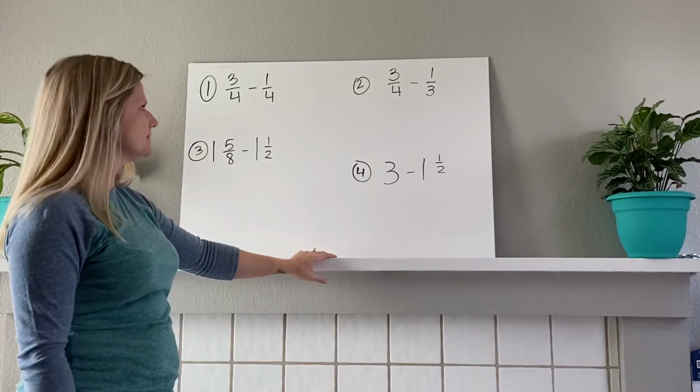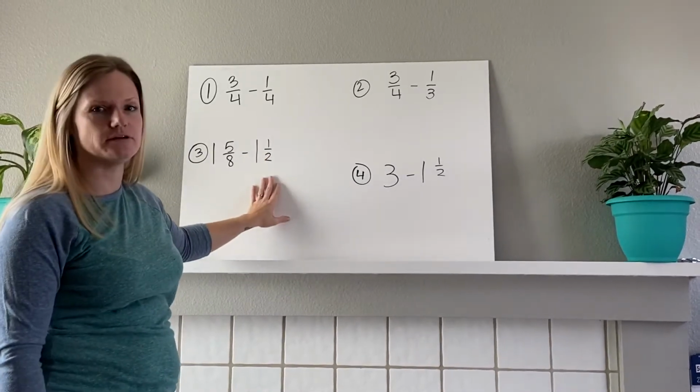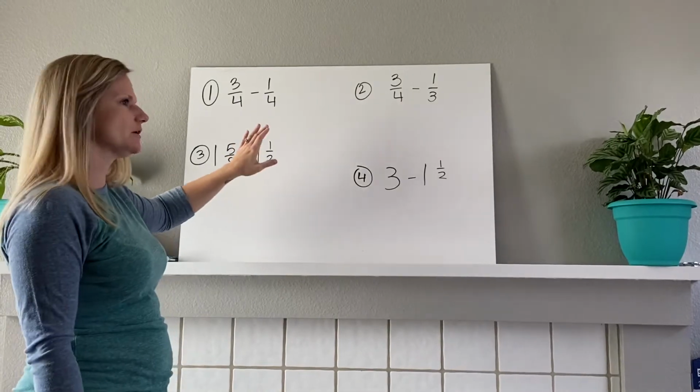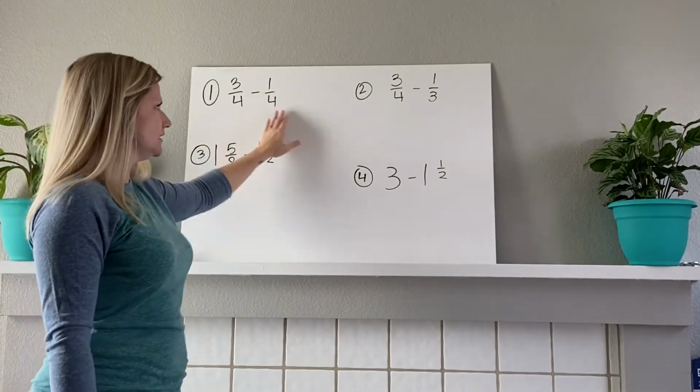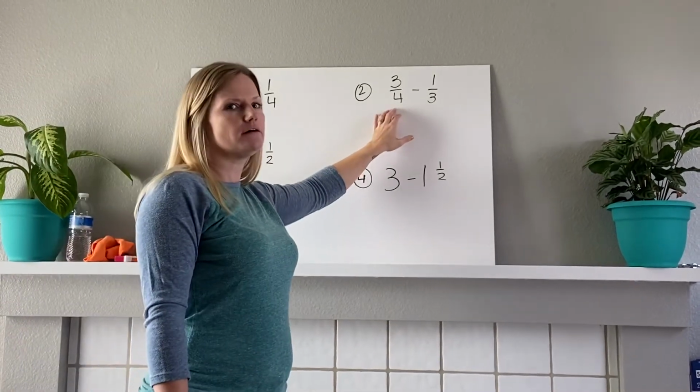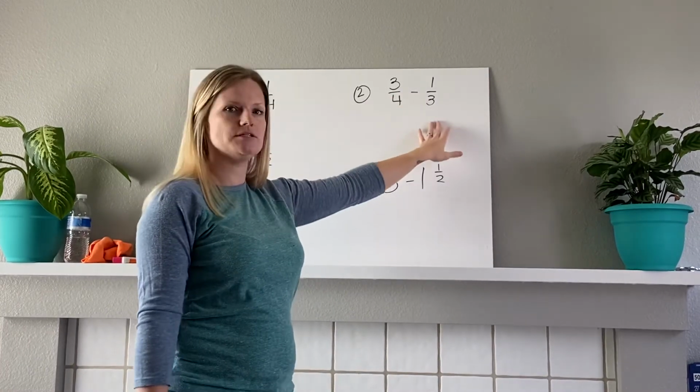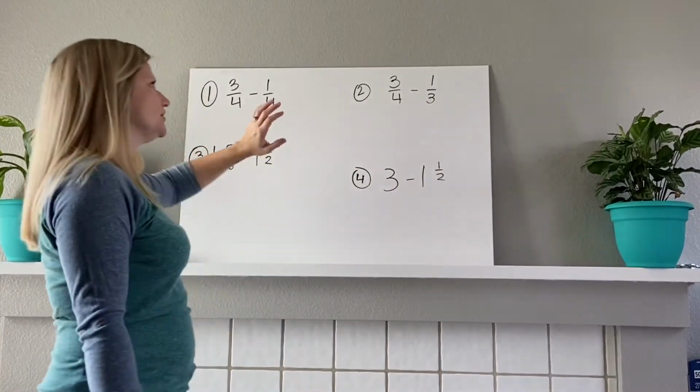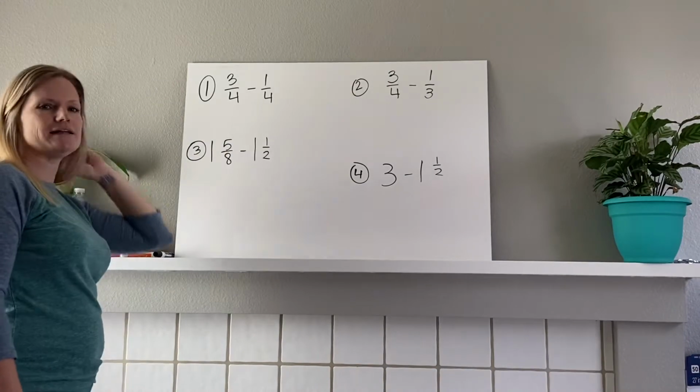Okay, so now we're going to be talking about fraction subtraction. Just like we did with addition, we're going to start out with like denominators. Then we'll move into fifth grade standards, which is uncommon denominators. Okay, so the very first example is 3/4 minus 1/4.